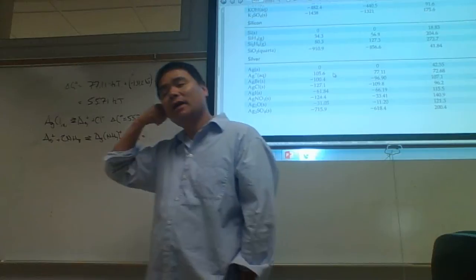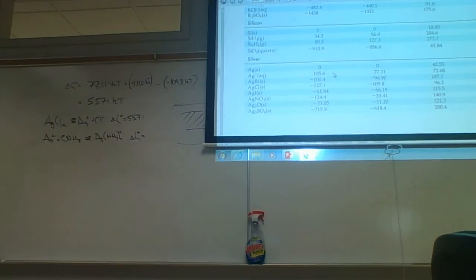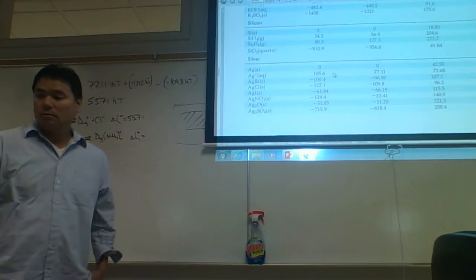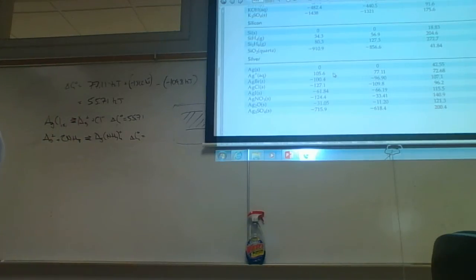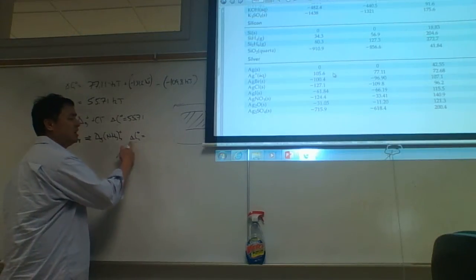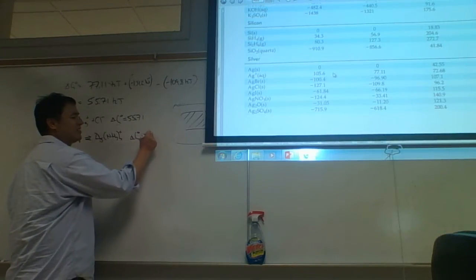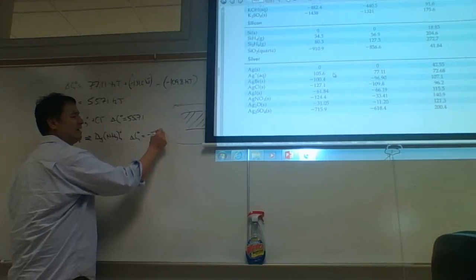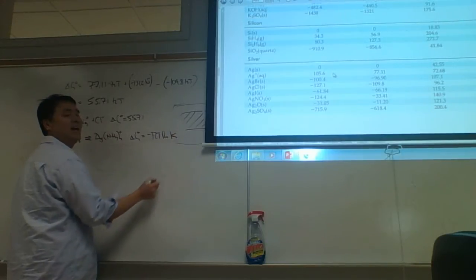I don't have the delta H, so I can't get the delta G of formation for this. Am I stuck, or is there another way to determine delta G naught? Is there another way I can get it without using appendix D data? The answer is yes. What else does delta G naught equal? It equals minus RT ln of K.